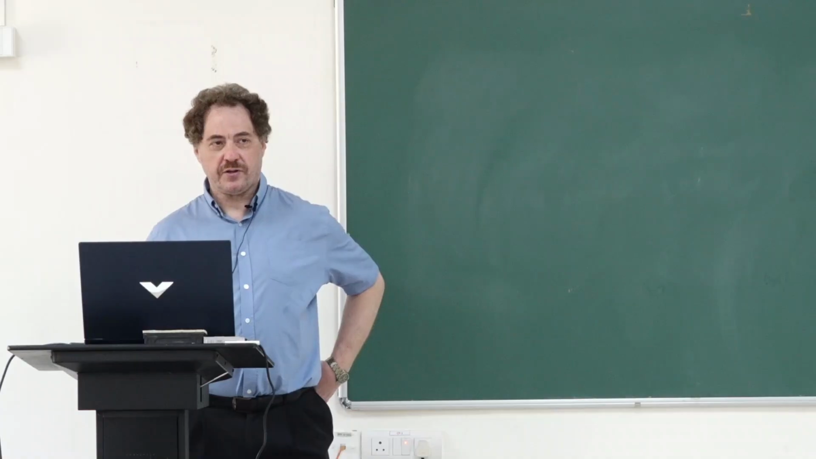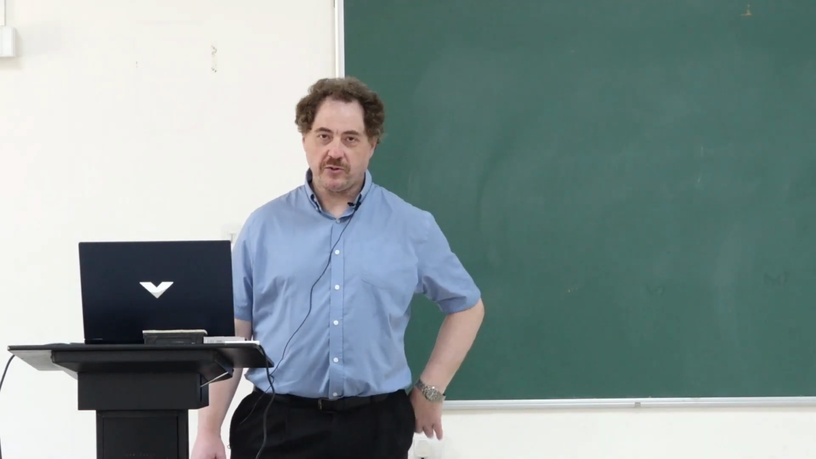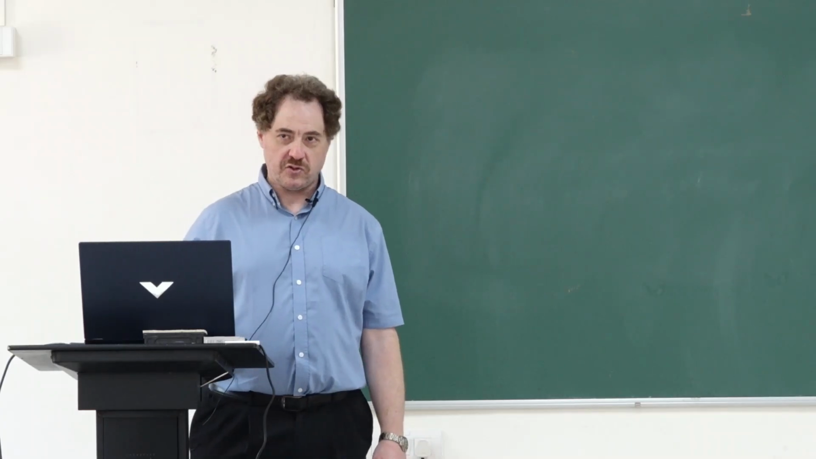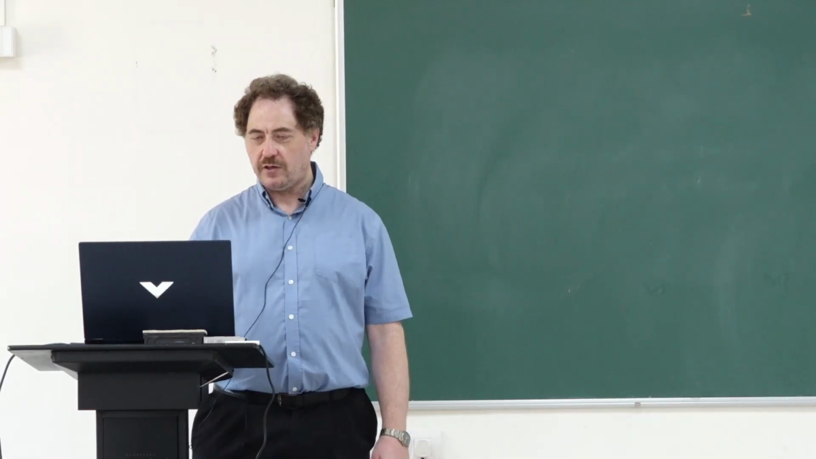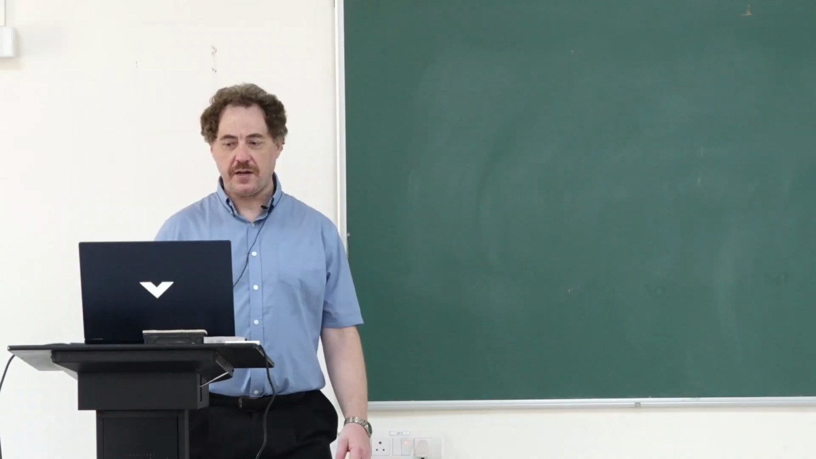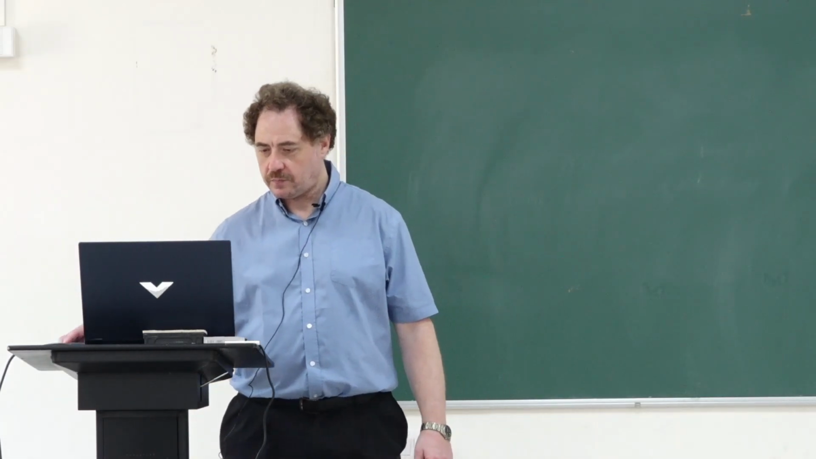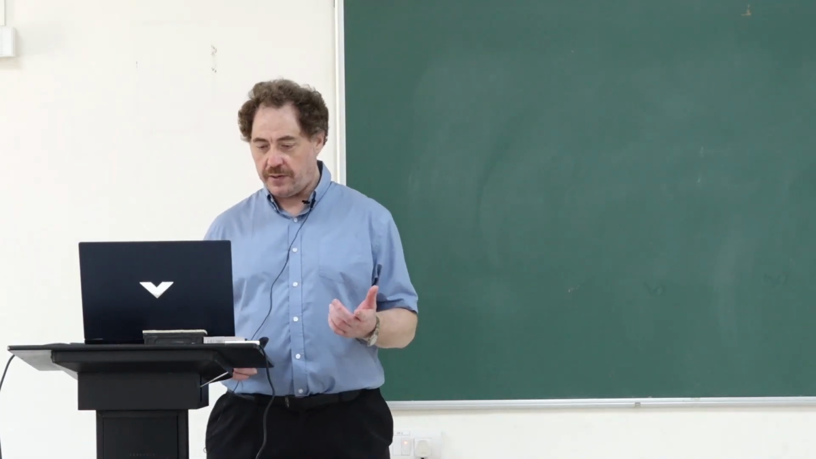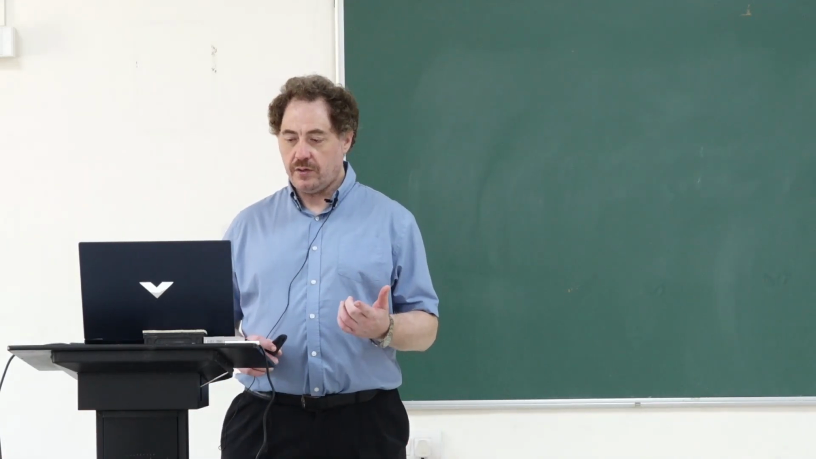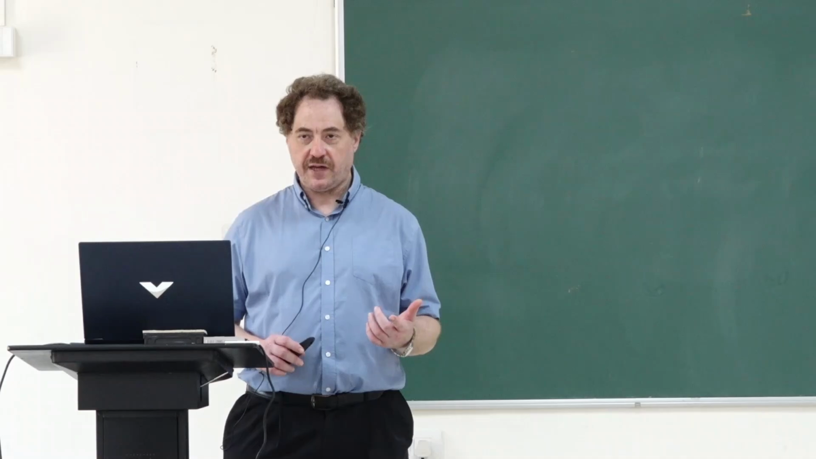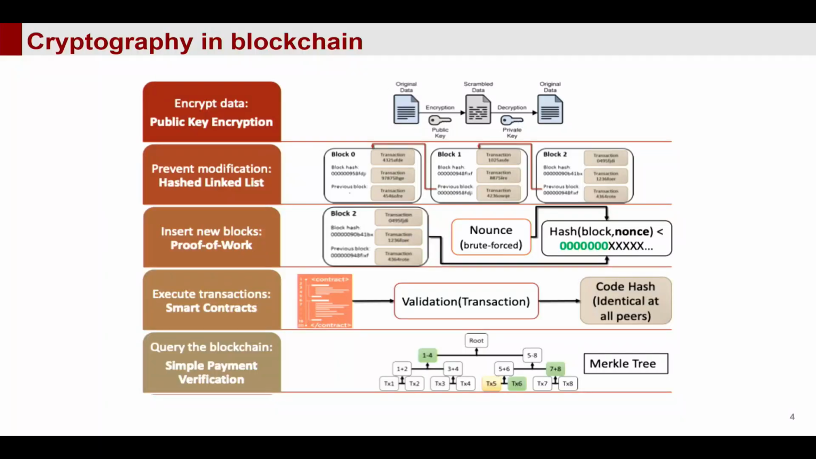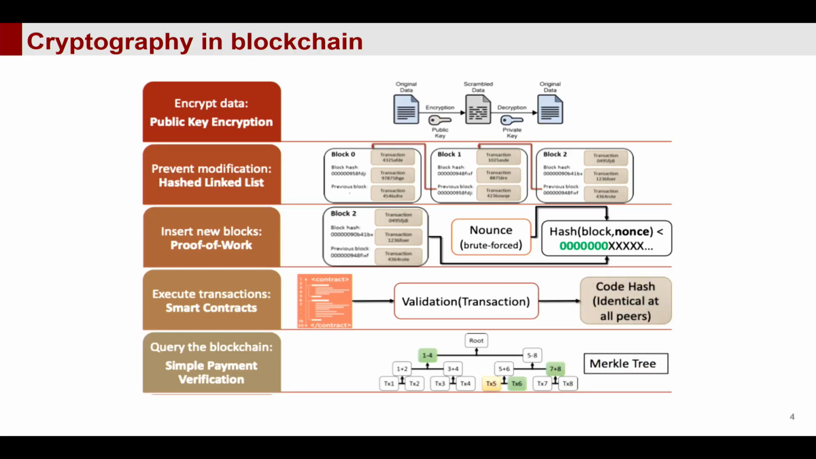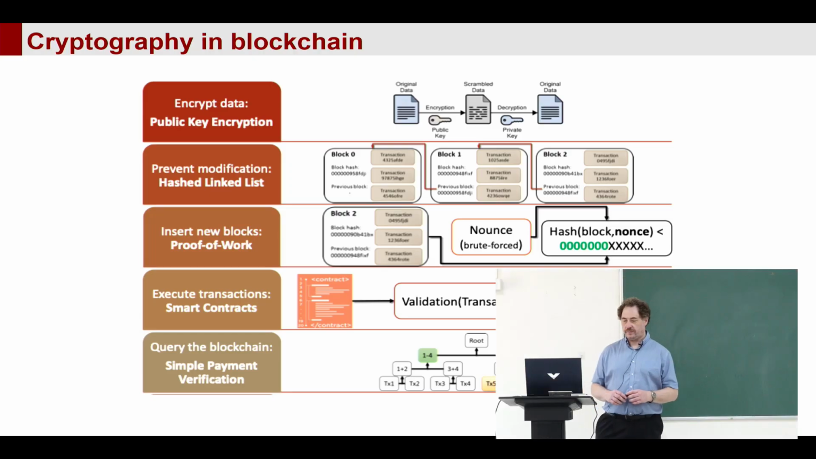So the second lecture in the course would be, and the third lecture would be about cryptographic preliminaries. So why do we need so much cryptography before we can even start talking about blockchain? Well, because it's used in blockchain for many different purposes. It's used to encrypt data. It's used to prevent unwanted modifications. So the immutability or resilience to tampering of the blockchain structure is due to use of cryptography.